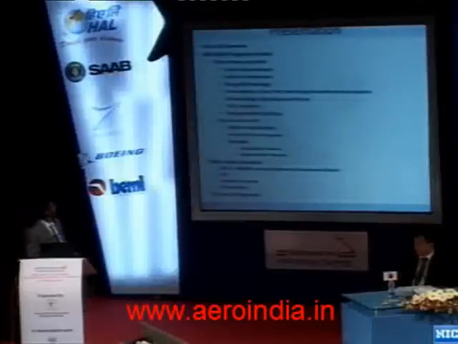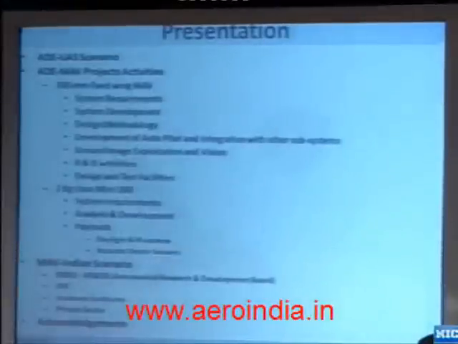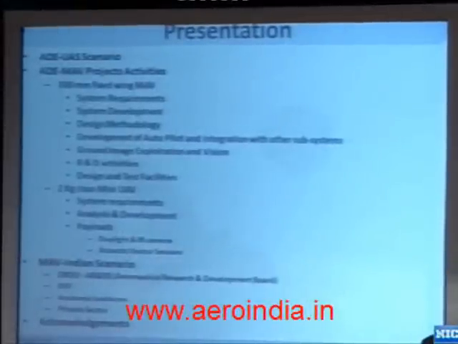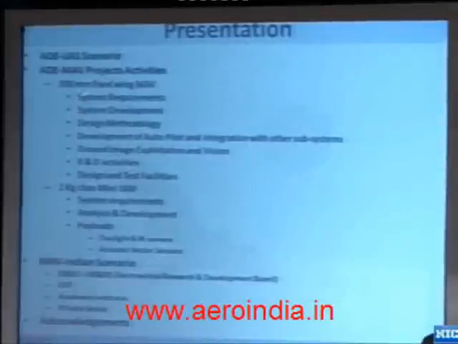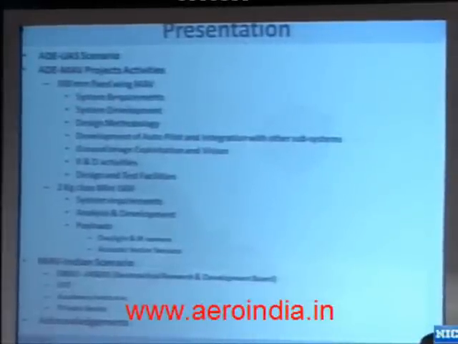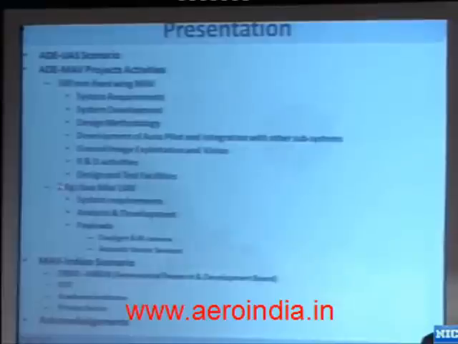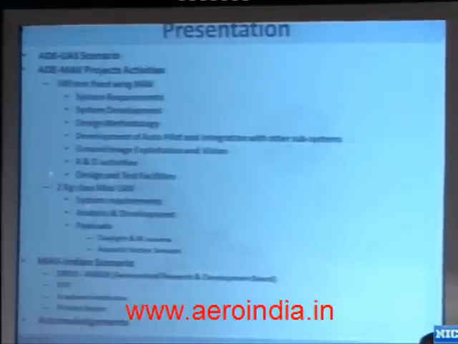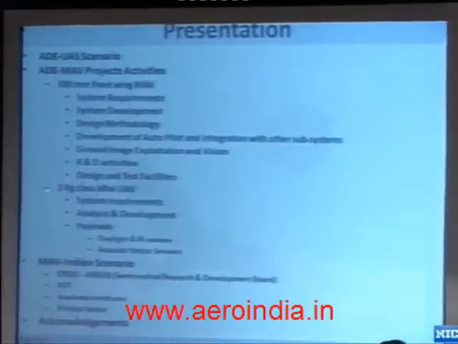I have framed my presentation as follows. In the beginning, I'll just give a brief on the ADE UAS scenario, or what types of UAVs we are working on at ADE, and immediately move on to the micro air vehicle projects. In this class, there are two classes of vehicles. One is really a micro air vehicle, which is a sub kg class vehicle, followed by a mini air vehicle, called mini UAV, which is about a 2 kg class of vehicle.